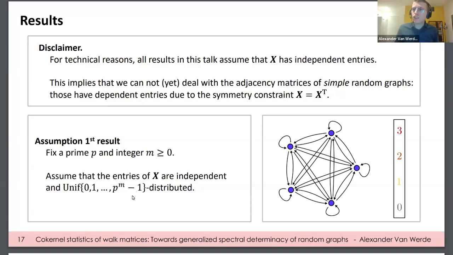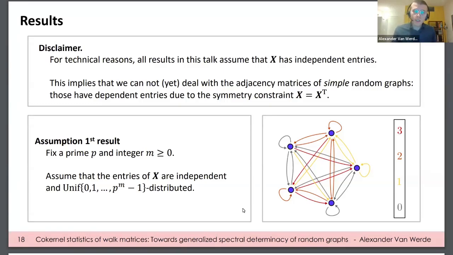So if you want to think about this graph theoretically, then this means that I start with a complete directed graph, including self-loops, and then for every directed edge, I just assign some random weights. And then X is the matrix which encodes this information.